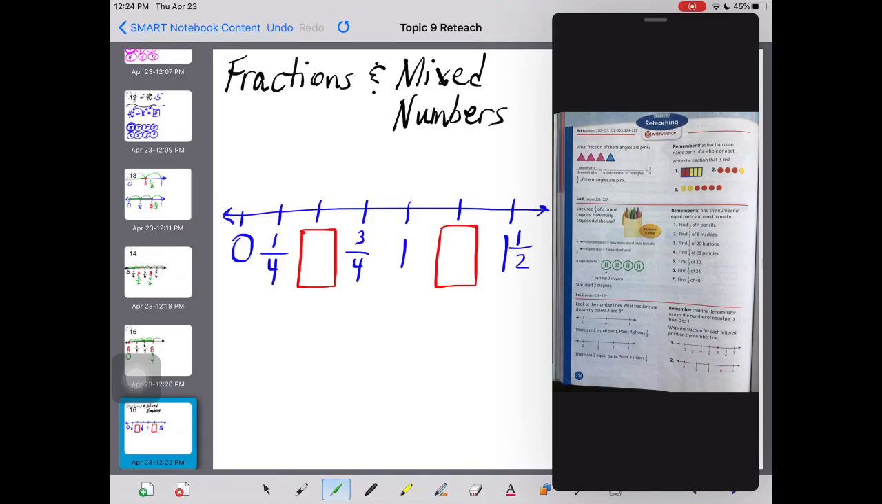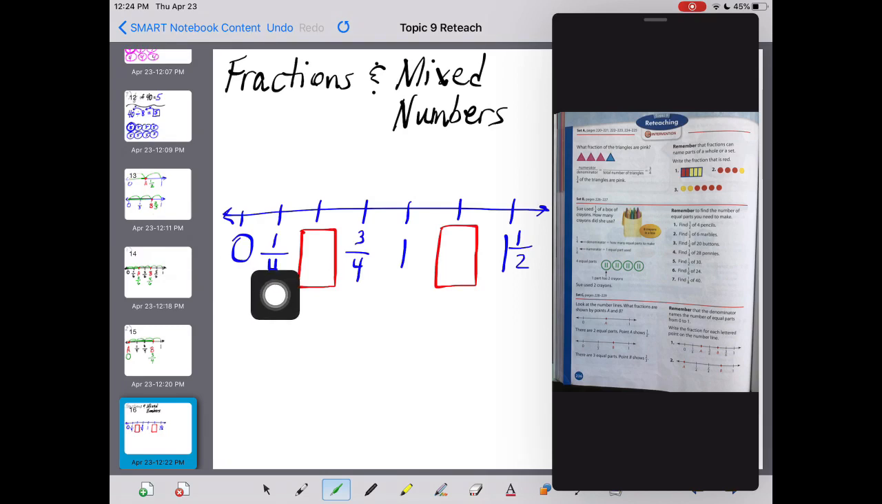Now let's review when the number line goes beyond 1. So we're going to be dealing with fractions. And then once we go beyond one whole and we start moving into the next whole, now we're moving into mixed numbers, where you have whole numbers and fractions combined together. So let's take a look at this number line. Look at it very carefully.